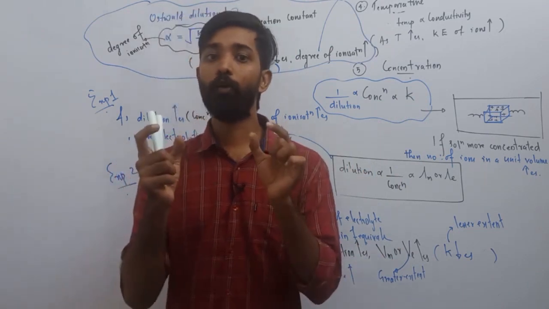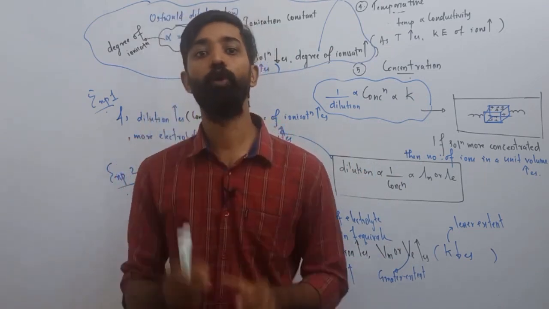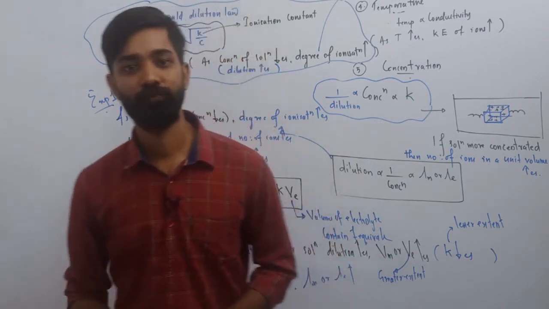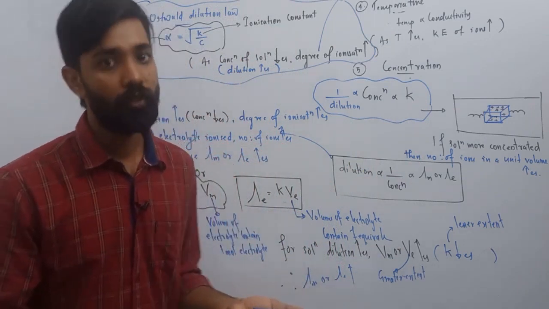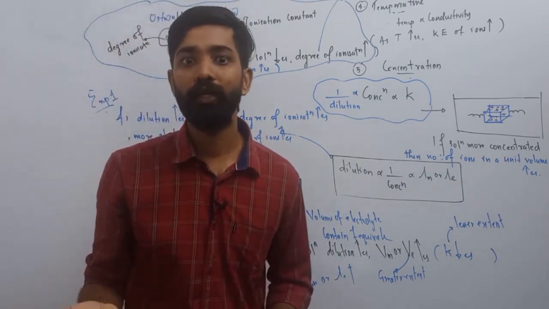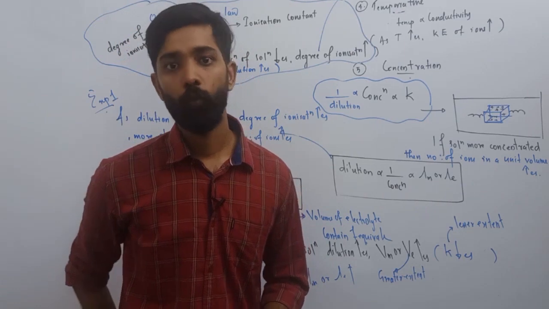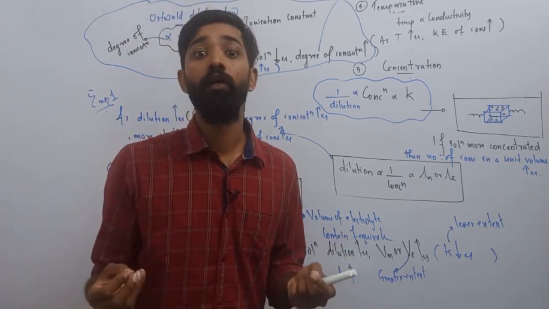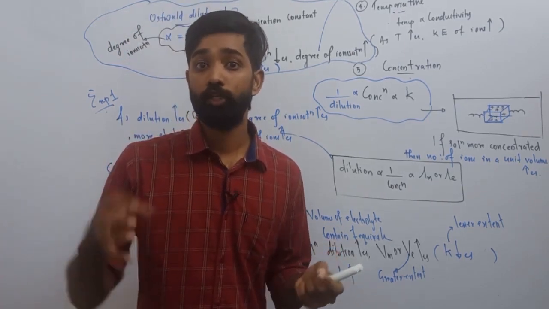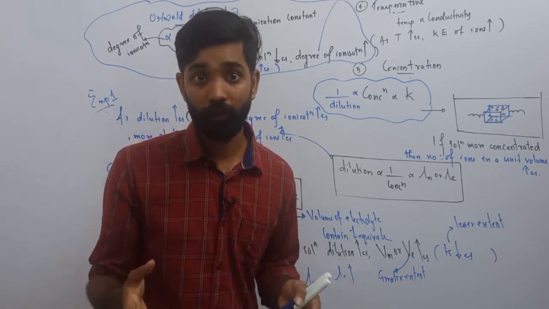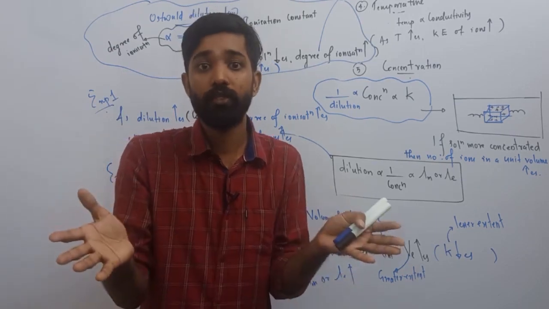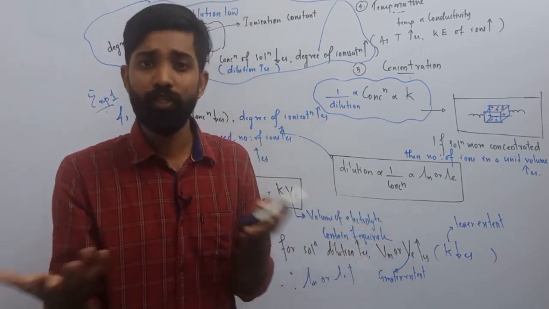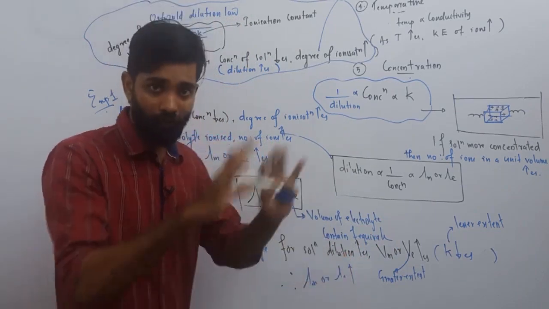First of all, you have to know that as we increase the dilution, specific conductance decreases. Why? Because the number of ions in a specific volume decreases. But as we increase the dilution, molar conductance and equivalent conductance increase. Why? According to Ostwald dilution law, the degree of ionization of the electrolyte increases, so more and more ions get ionized, which increases the bulk conductivity, the molar conductivity.